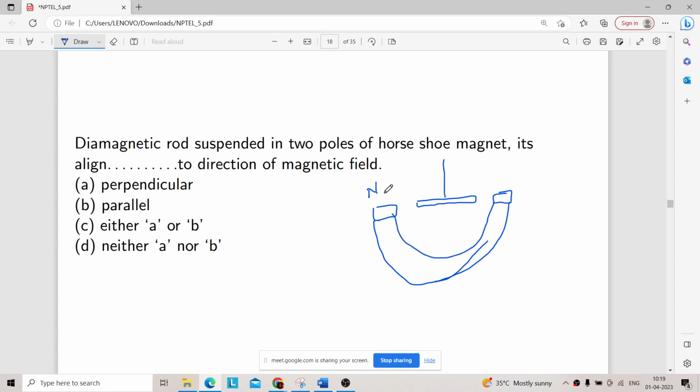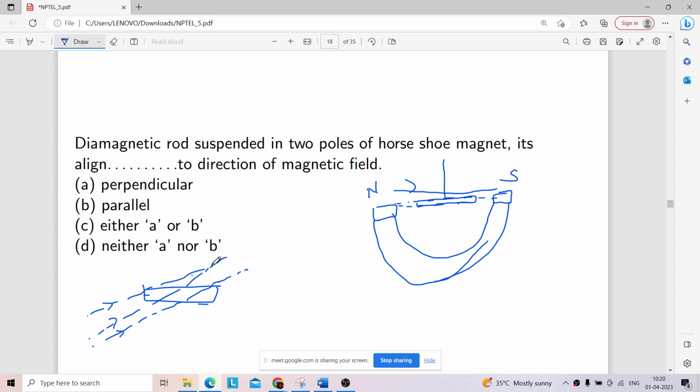So let's assume this is north and this is south, and fields are going from this direction to this direction. So what will happen to the rod? As we know, the diamagnetic materials repel from the magnetic field. So as this rod is there inside this, let's assume this is the direction of the magnetic field, and this diamagnetic rod is sitting like this. And let's assume this magnetic field direction is this way.